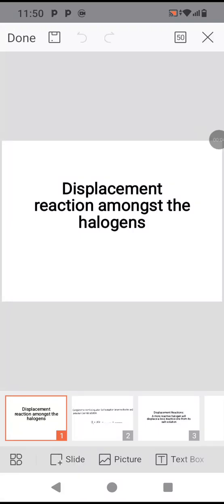I still remain your science teacher, and today we'll be talking about displacement reactions amongst the halogens. For instance, a question is given: complete the chemical equation for the reaction between chlorine and potassium bromide solution. Here, chlorine is a halogen, and potassium bromide is a halide, and this kind of reaction is a displacement reaction.